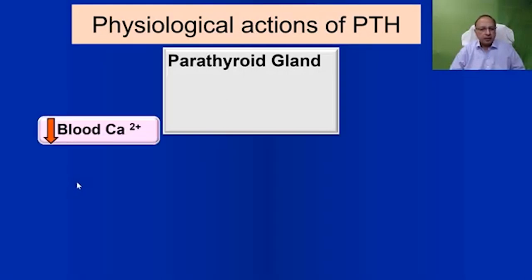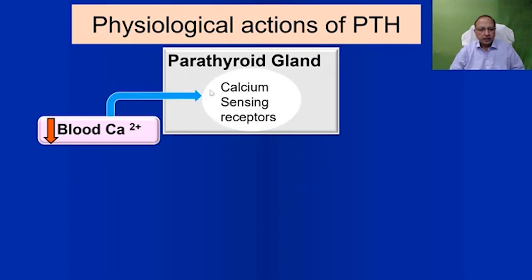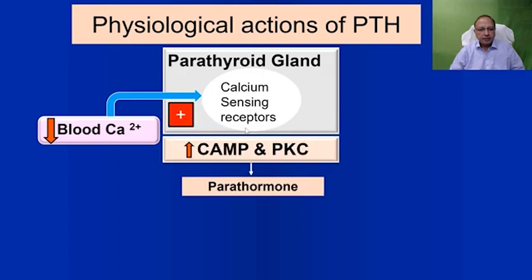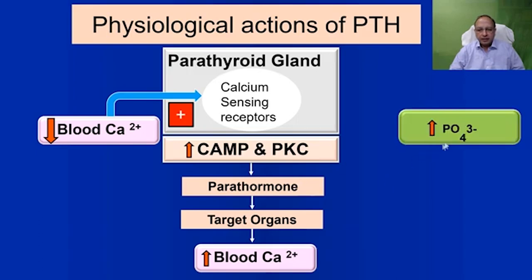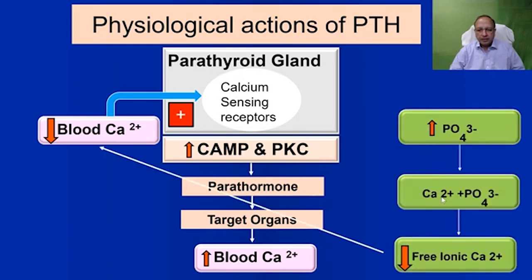When there is a decrease in the blood calcium level, it is sensed by the calcium sensing receptors within the parathyroid gland, and via the mediation of cyclic AMP and protein kinase C, they start causing the release of parathormone. Parathormone acts on its target organs and ultimately causes an increase in the blood calcium level. Whenever there is an increase in phosphate levels, it combines with calcium ions to give calcium phosphate, which leads to a decrease in free ionic calcium. This decreased free ionic calcium causes hypocalcemia, which again stimulates the calcium sensing receptors to increase the release of parathormone.